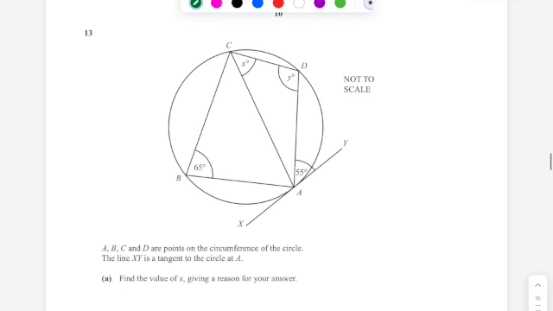Question number 13. A, B, C, D are points on the circumference of a circle. XY is a tangent to the circle. Find the value of x, giving your reason. So we can clearly see that it's going to be an, what is this? Let me write it out over there.